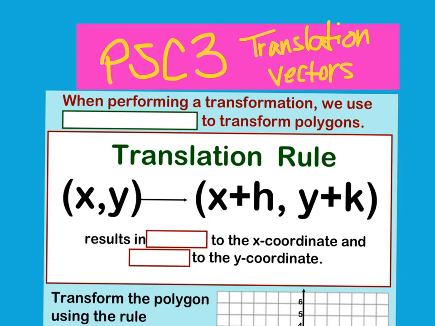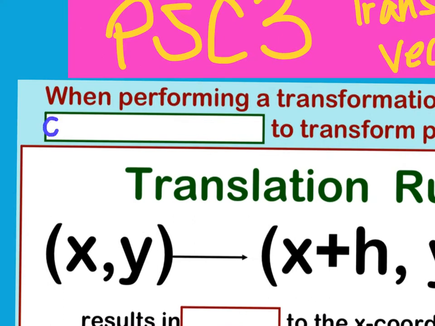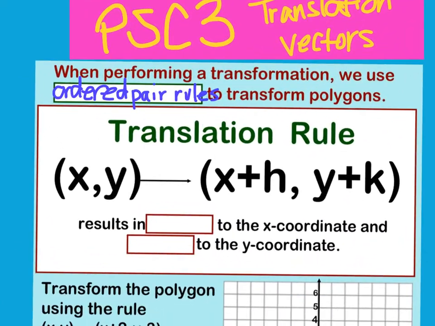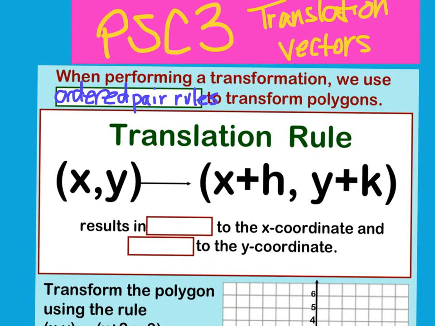When performing a transformation on a coordinate grid, we can use ordered pair rules to describe that transformation. If your transformation is a translation, the translation rule looks like this.